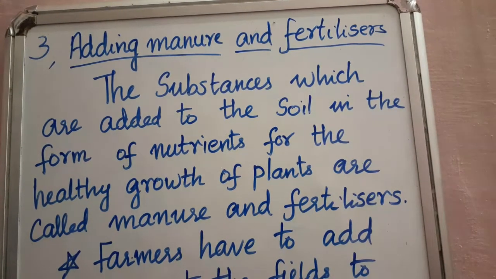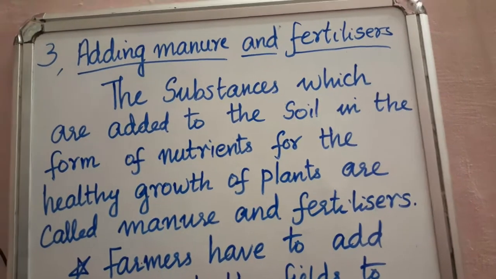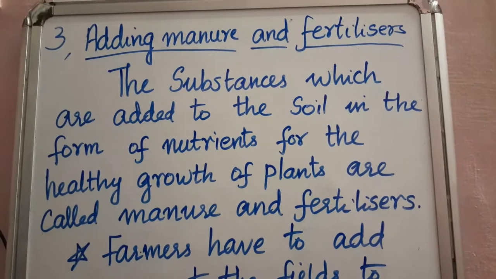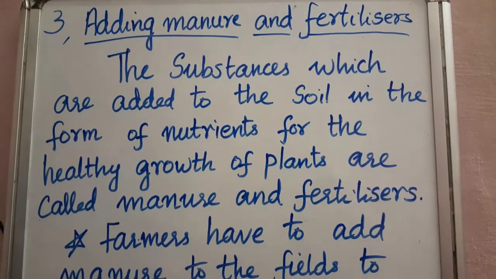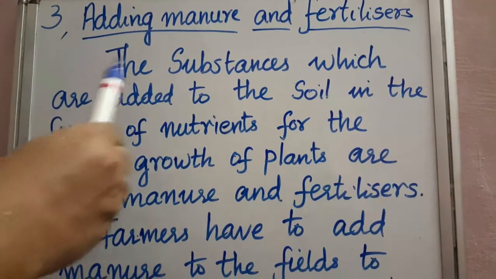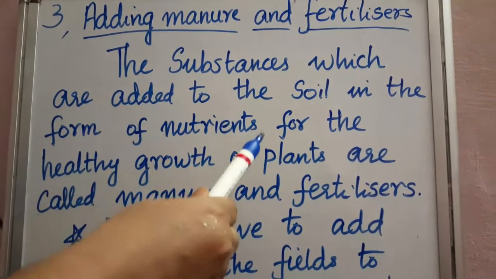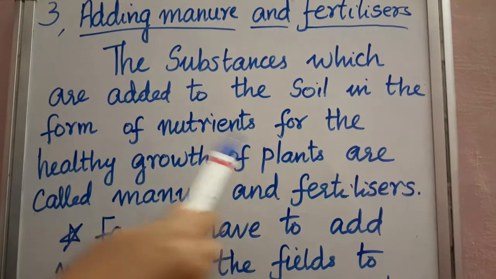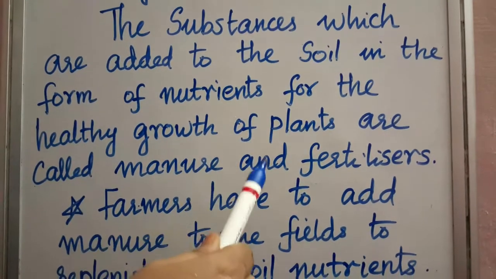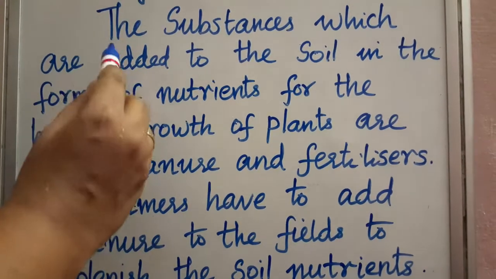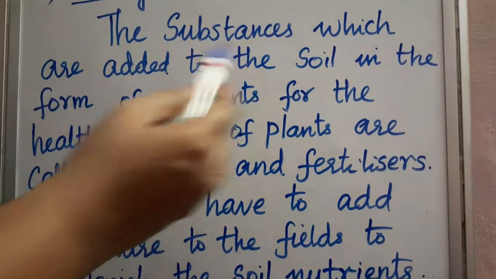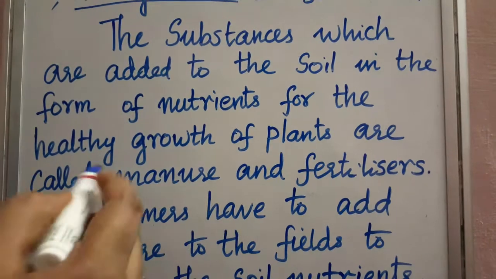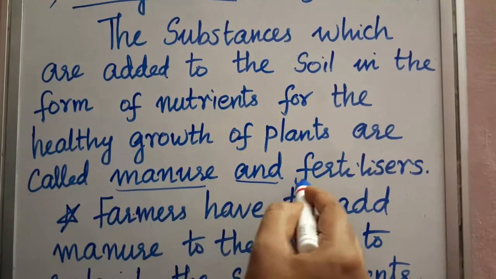After the preparation of the soil and sowing of the seeds in the soil, the third step is adding manure and fertilizer. The substances which are added to the soil in the form of nutrients for the healthy growth of plants are called manure and fertilizers.